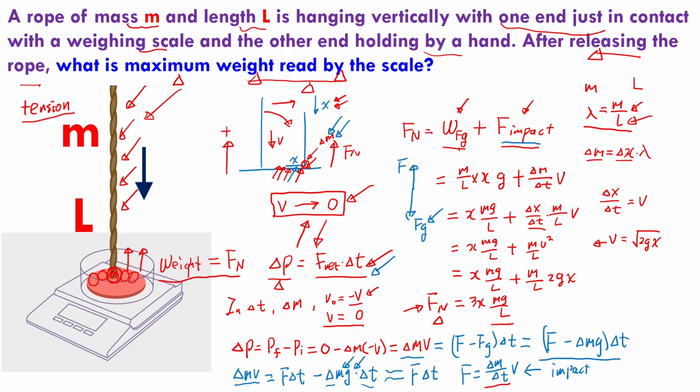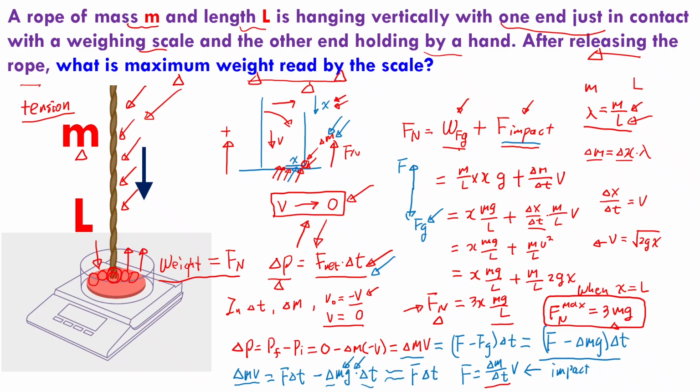We know the maximum weight is when x equals L. When the rope is completely folded onto the scale, the normal force or the scale number is the largest, and that will be 3 mg. So this is our final answer. Even though the mass of this rope is only m, the number on the scale or the weight read by the scale could be as large as 3 mg.